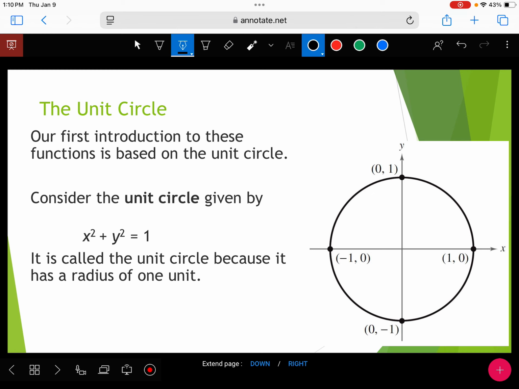But what is the unit circle? A unit circle is simply a circle with a radius of 1 unit. So when we look at our unit circle, these 4 ordered pairs are going to be my left, right, top, and bottom.